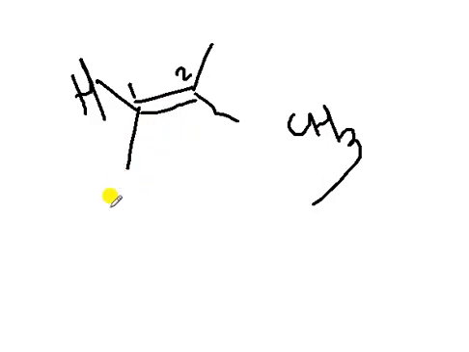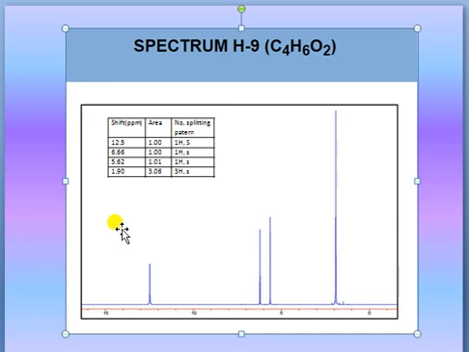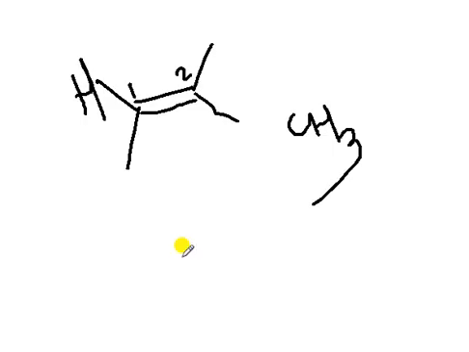Let's see the value once again. There is a chemical shift of 12.5. 12.5 means an acid proton. Another acid proton is there. So for the acid we can write here CO2H. So this is CO2H.